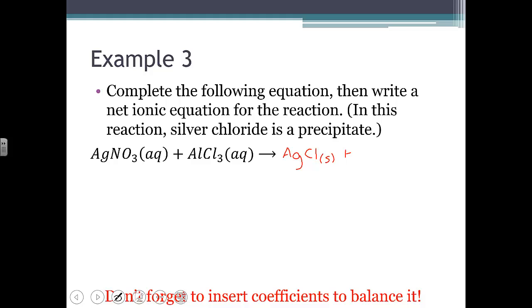Now, aluminum's a 3+ charge, nitrate is a 1-. So I'm going to need 3 of those nitrates. So it's going to be Al(NO3)3. And that's going to be aqueous as well.